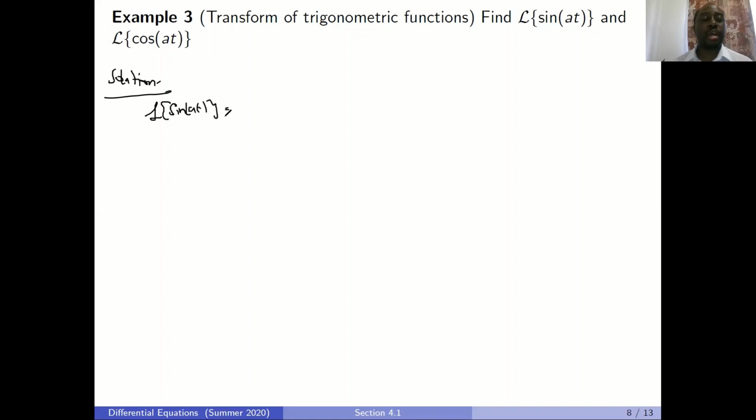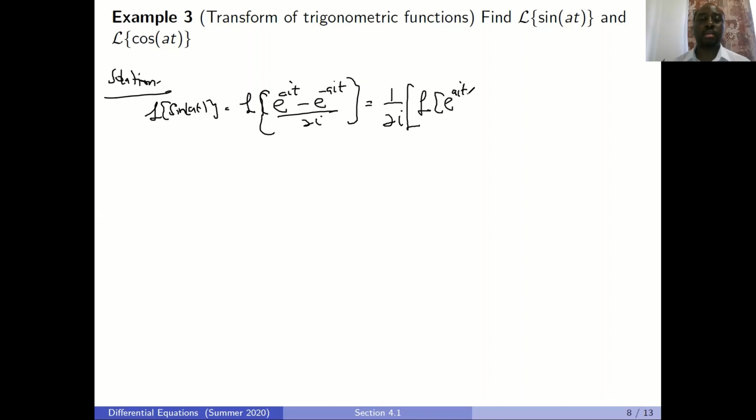Right. Now remember that the sine of at can be expressed as e to the iat minus e to the minus iat over 2i. Right. So this is the same as 1 over 2i times the Laplace transform, since it's linear, of e to the iat minus the transform of e to the minus iat. Okay, so let's focus on computing the Laplace transform of e to the iat.